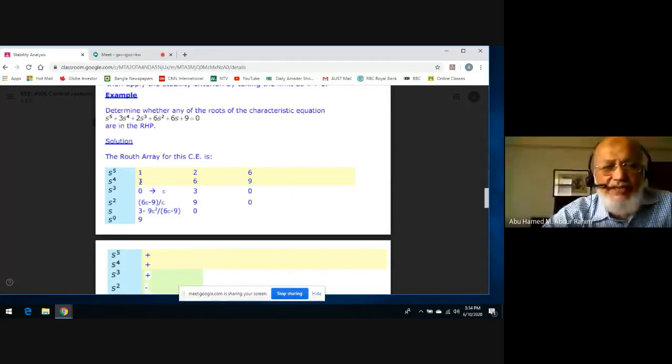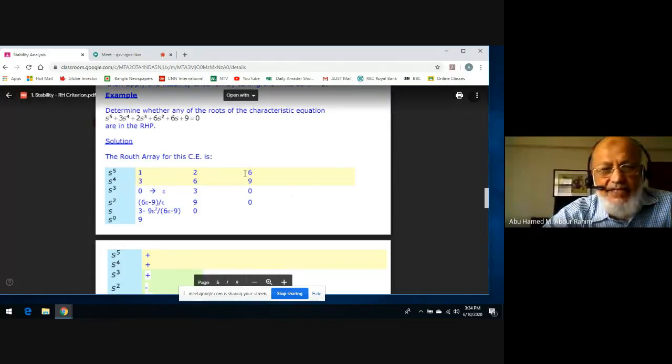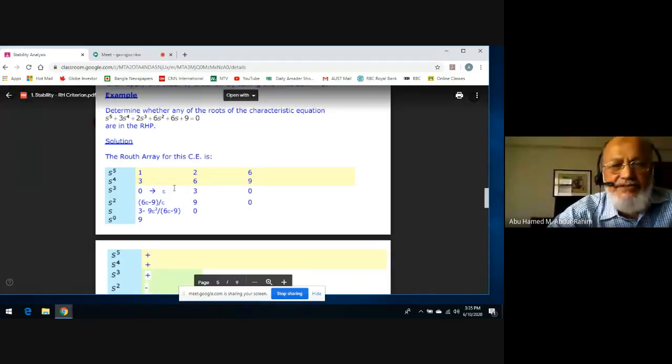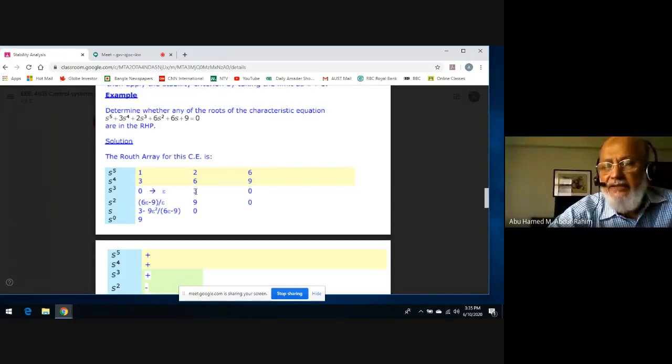The next element in the row is going to be 3 times 6 minus 1 times 9 divided by 3. Do you see that it's 3? 3 times 6 is 18, minus 1 times 9 is 9. So 18 minus 9 is 9, divided by 3 is 3. You can use paper and pencil; you don't have to do it the way I'm doing.